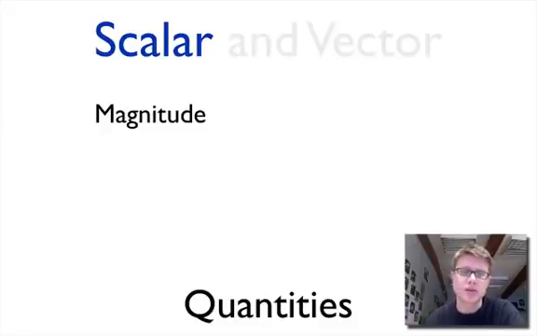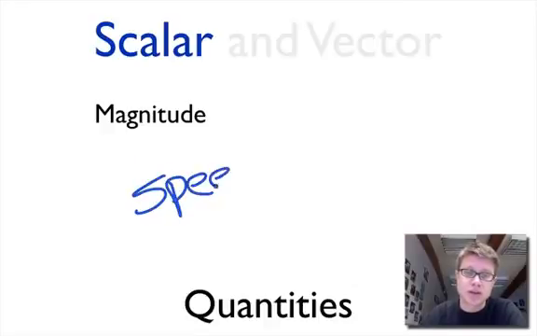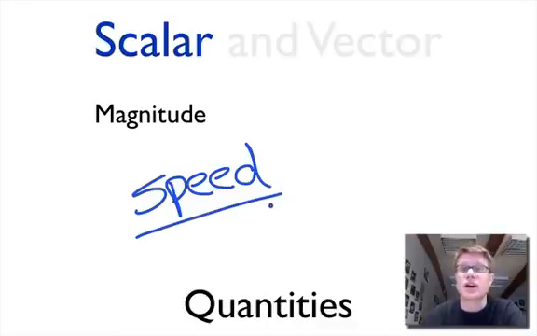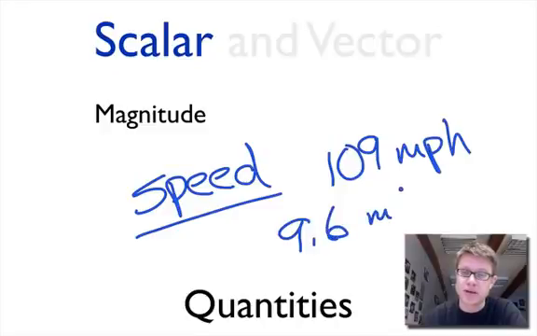To talk about the difference between the two, a scalar quantity is going to be a quantity where we just measure the magnitude. And so an example of a scalar quantity could be speed. So when you measure the speed of something, and I say, how fast does your car go? You might say that my car goes 109 miles per hour. Or if you're a physics teacher, you might say that my bike goes, I don't know, like 9.6 meters per second. And so this is going to be speed.